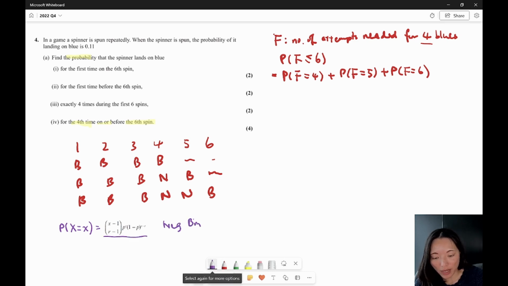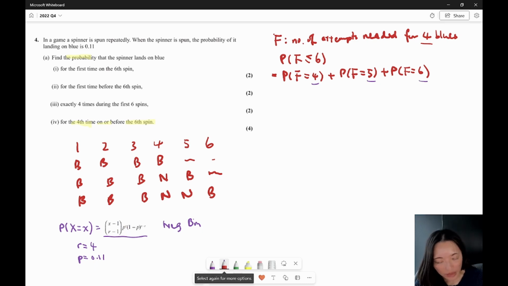Now, we've got this formula here, but what's our R and what's our P? R, in this case, is the number of successes, therefore equals 4. What about P? P equals 0.11 because that's our probability of success. Now, X will depend on what we have in the probability formula. So it could be 4, could be 5, could be 6.